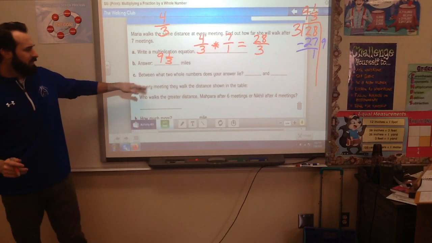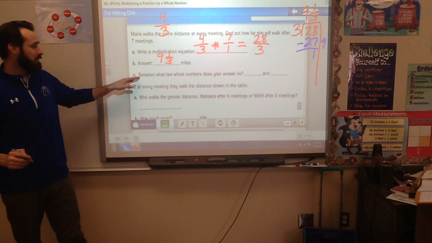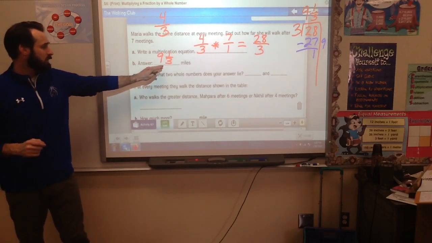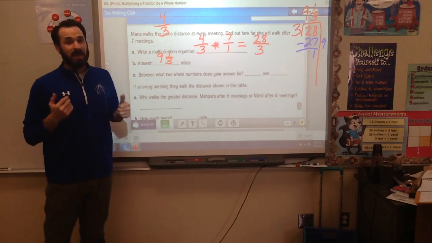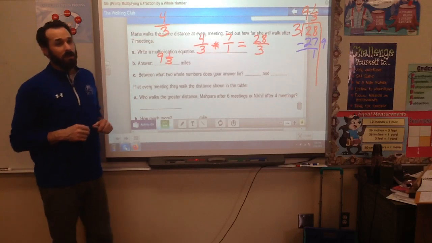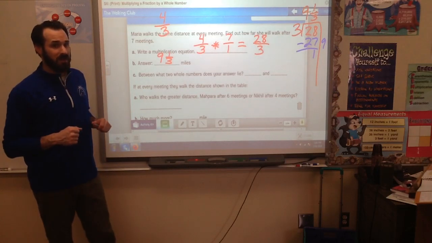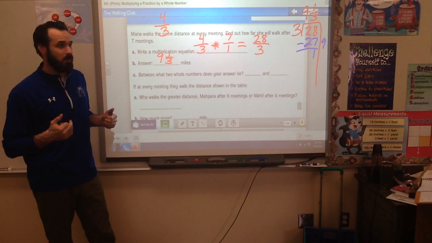Hopefully you're getting a little better at these. For letter C, between what two numbers does this answer lie? And I'm going to have you give that a try on your own. Go ahead and hit pause, and when you've written your answer down, then hit play.